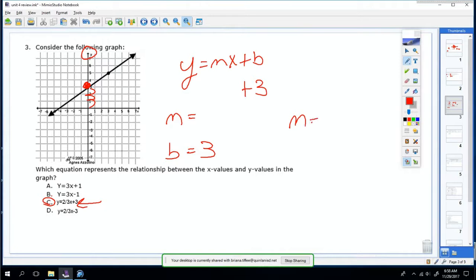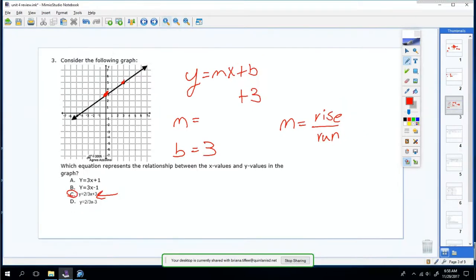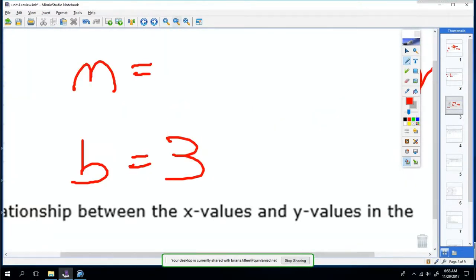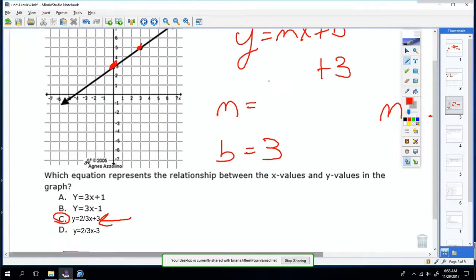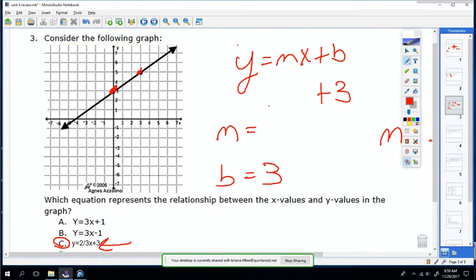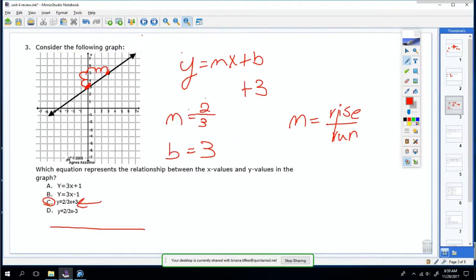All right, but now let's figure out how we got our m. Remember, m can be found through rise over run. The way we do rise over run is we take 2 dots, this dot and then this dot. So this is my graph, and you're going to rise: 1, 2. So I rose 2. Now I'm going to run: 1, 2, 3. So I ran 3. So my constant is 2/3, which is C again.